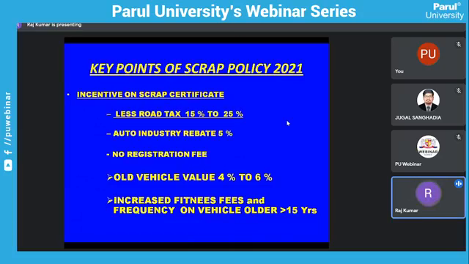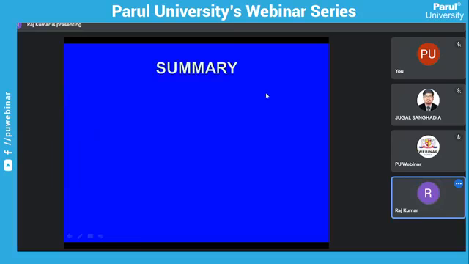And the frequency of fitness certificate. Suppose we have to produce a fitness certificate after every year. The government has devised a rule that we have to produce a fitness certificate twice in a year. After every 6 months, we have to produce a fitness certificate. That is only to discourage the use of old vehicles, which is older than the 15 years.